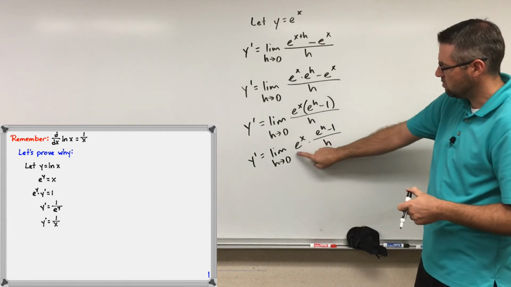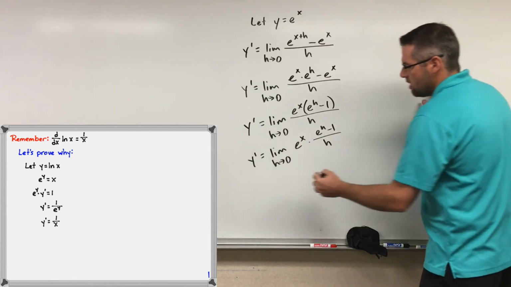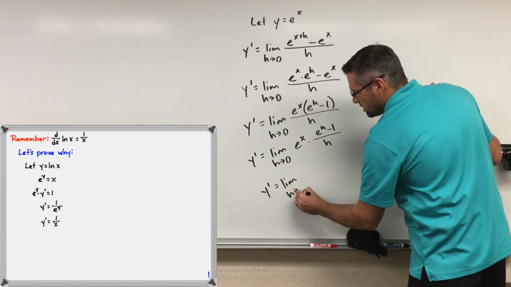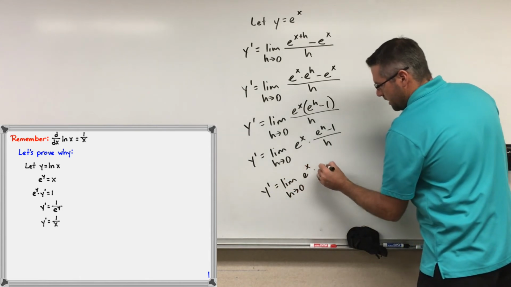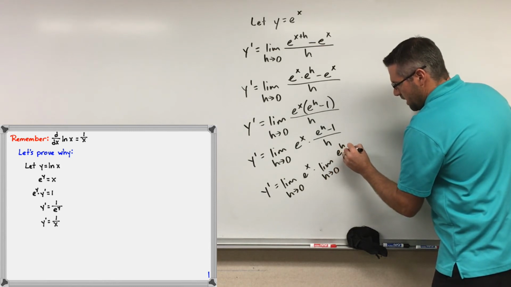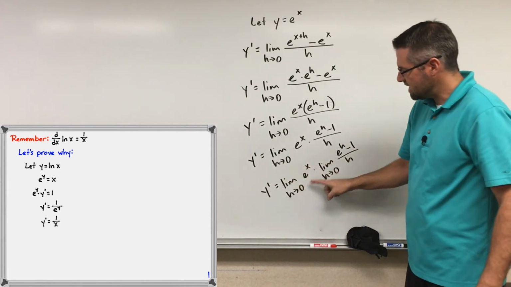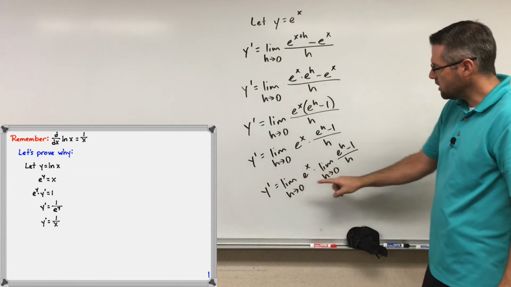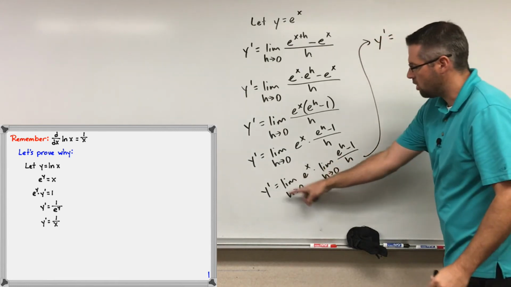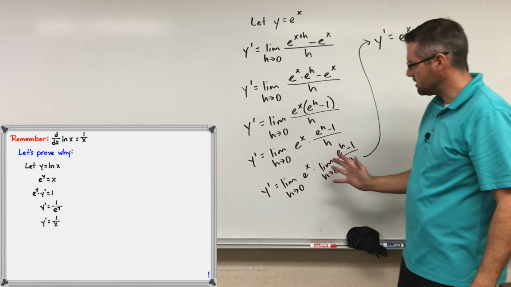When I'm multiplying fractions, I would put that over 1. So I get e to the x times this over 1 times h, same thing. Then I'm going to break this apart and say, well, that's the limit as h approaches 0 of e to the x times the limit as h approaches 0 of e to the h minus 1 over h. Well, because this first limit doesn't have any h's in it, we can just say y prime for this first part is e to the x. The limit as h approaches 0 of e to the x is e to the x.